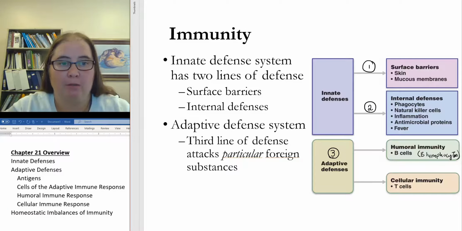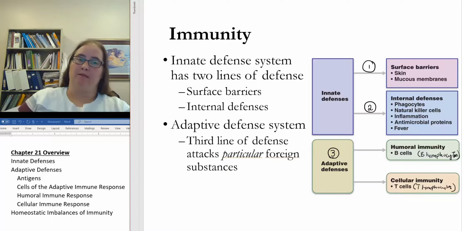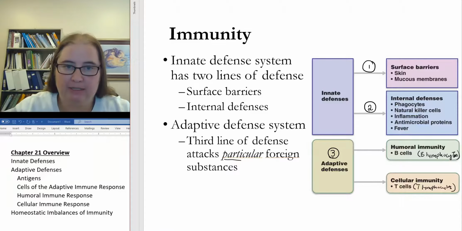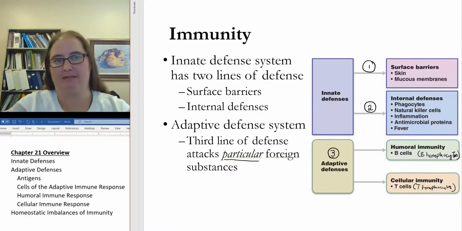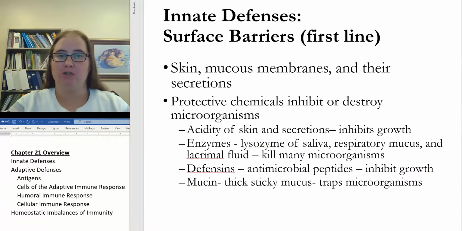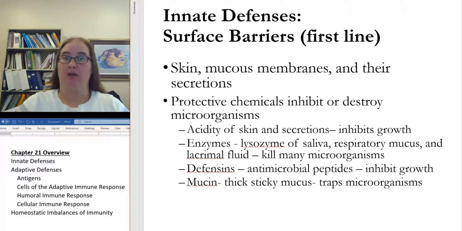When we talk about T cells, these are our T lymphocytes. Both of these systems activate simultaneously, but they only attack particular foreign substances. So this is a very specific response, whereas our innate is a non-specific response. What we're going to do is first focus on our innate defenses.